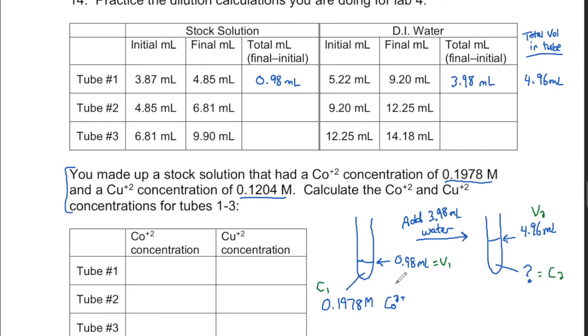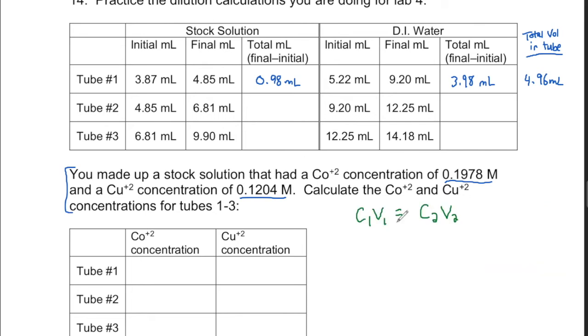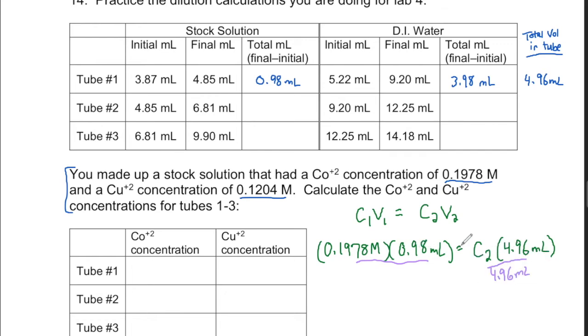So we plug that into the dilution equation. So here we have our dilution equation. And calculating the cobalt concentration, we use the stock solution concentration of cobalt. This is how much stock solution, this is how much diluted solution. We divide both sides by 4.96 milliliters. And we get 0.039 moles per liter for our C2. I rounded it down to 2 significant digits just because this volume is only 2 significant digits. So this is how we would calculate the concentration of cobalt.